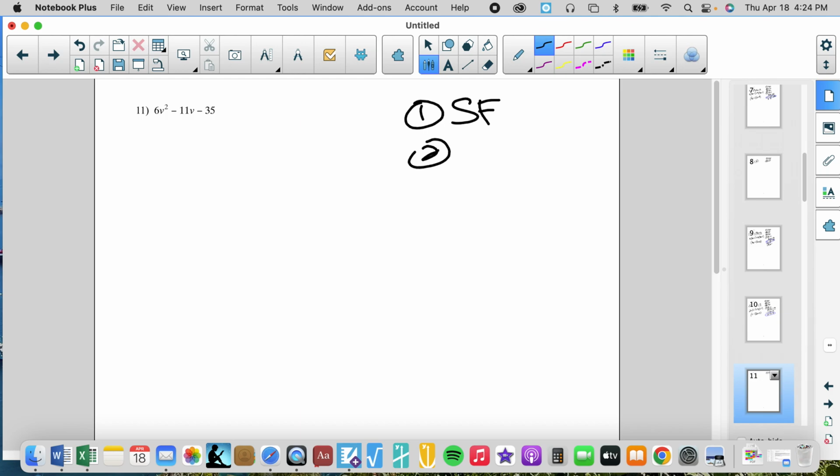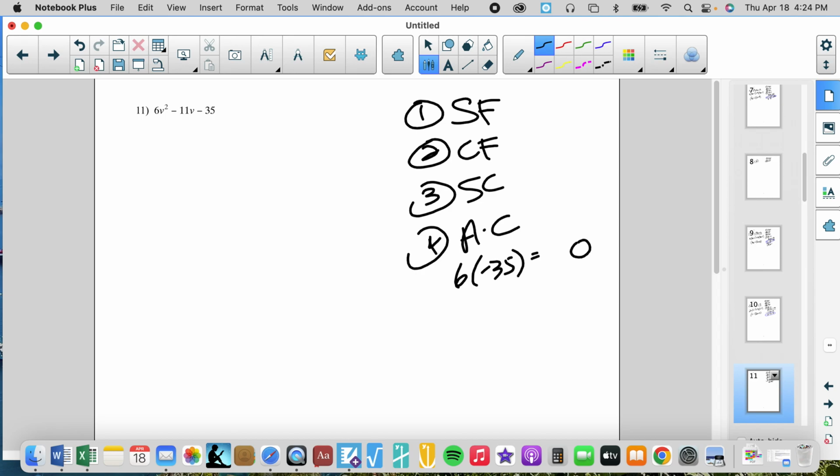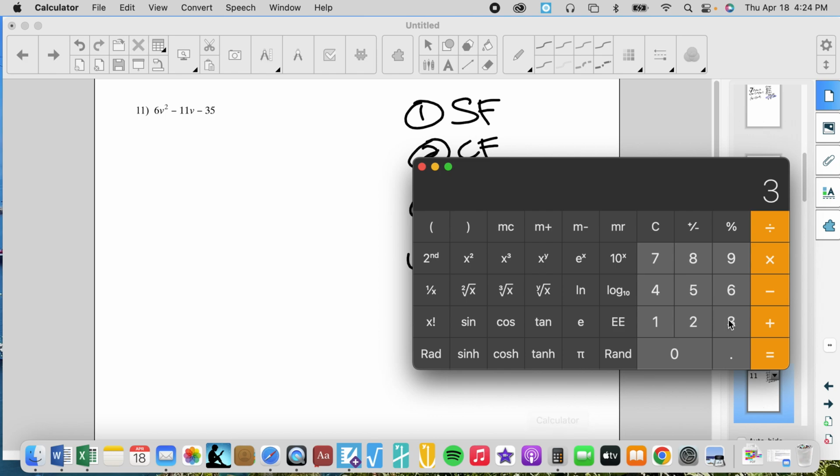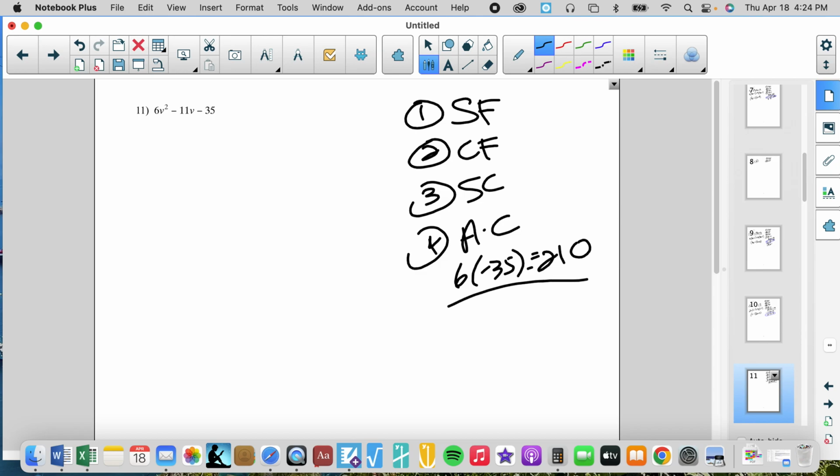Standard form, common factor, special case, A times C. Well, there's another biggie. Negative 35 times 6, 210. Okay, negative 210. Let's write that properly. 1 and 210. Did I just do 210? 2 and 105. 3 and 70. Signs are different, and we're going to need them to make 11.